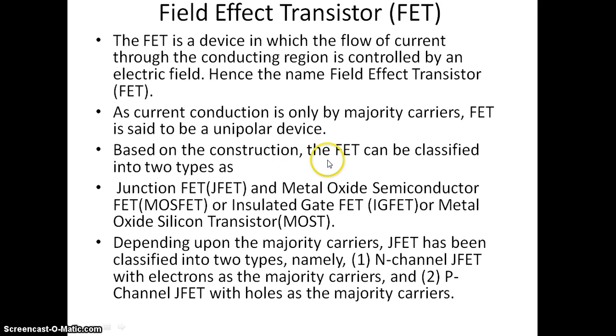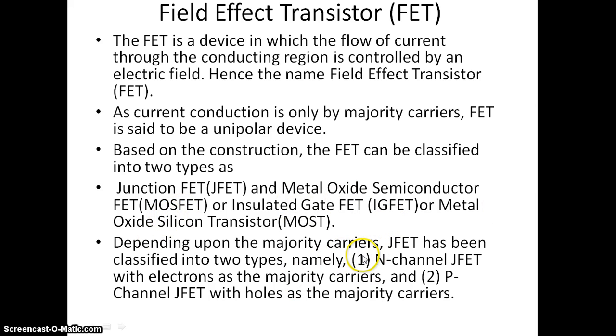So based on the construction, the FET can be classified into 2 types, that is JFET, junction field effect transistor, and metal oxide semiconductor FET, or insulated gate FET, that is IGFET, or metal oxide silicon transistor, MOST. So these are the different names for metal oxide semiconductor FET, that is MOSFET.